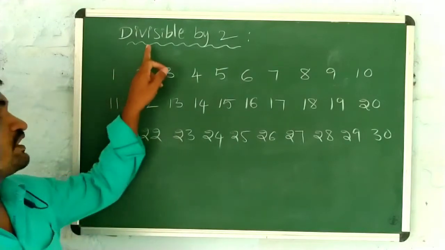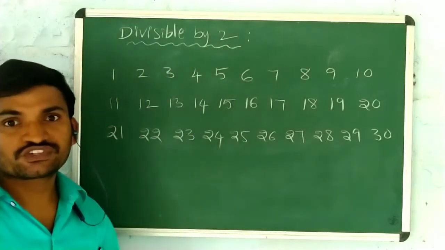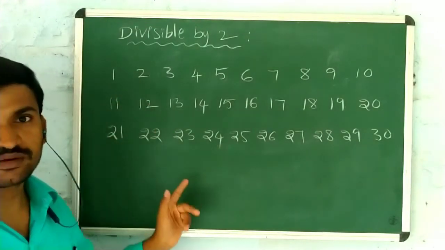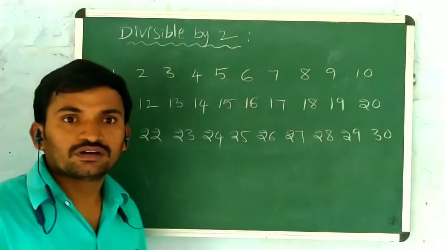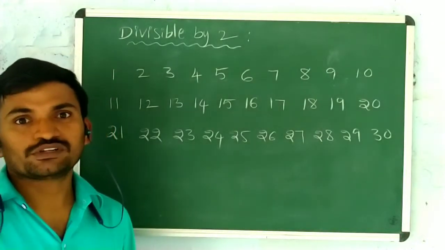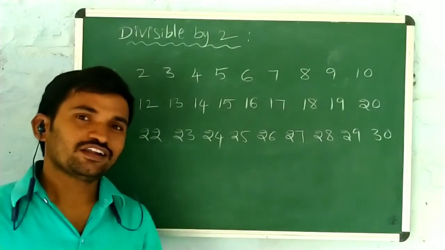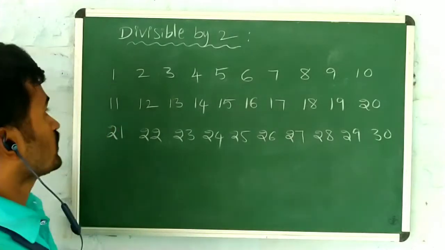See, divisibility rule by 2. How can we understand? Let us observe the numbers. We know two multiples, I mean the two table. Students all are very well known about the two table.